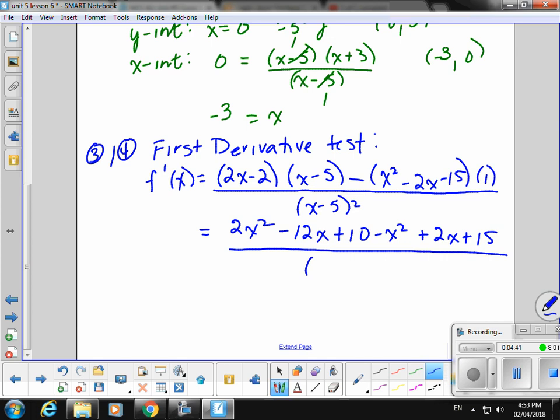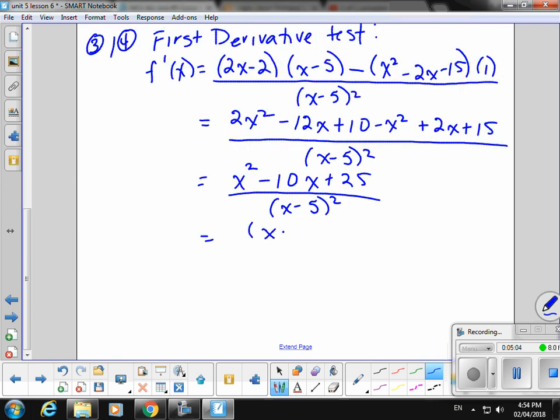Whoop. What do we get here? I think I've made this more painful than I needed to, but that's okay. Plus 25 over x subtract 5 squared. What do you know? I have x subtract 5 squared over x subtract 5 squared, which is 1. The derivative is never 0. It is always positive. It is always increasing.